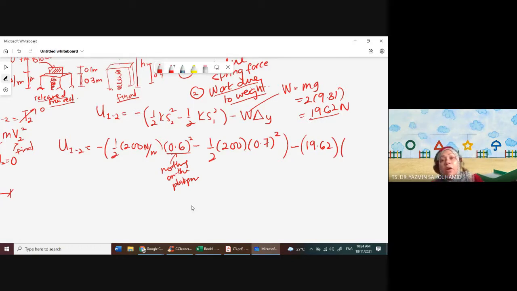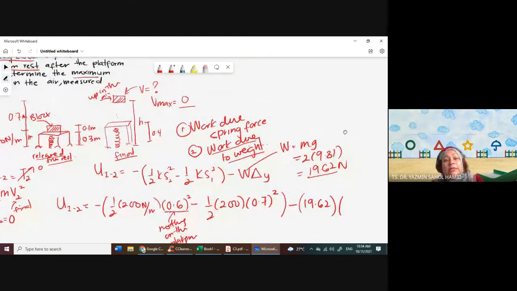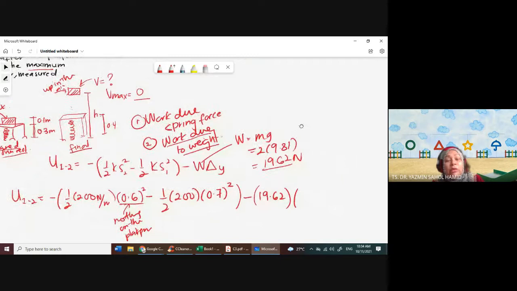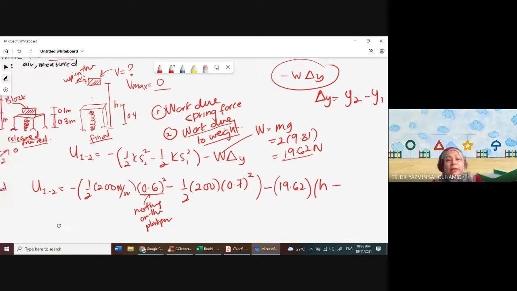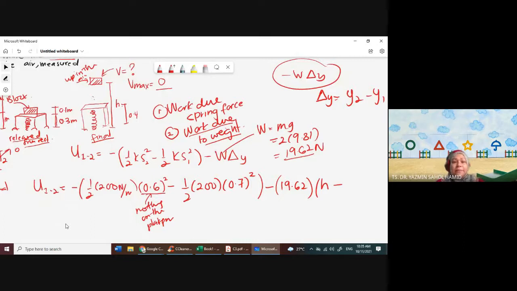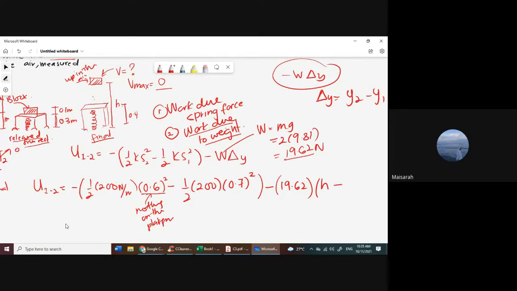Now what is delta y? Now we're talking about the block. Just now we were talking about the spring. Now we're talking about the block. So for this formula, what is the formula? Negative W delta Y. Delta Y is equal to Y2 minus Y1, right? So what do you think Y2 is? H. Yes, good. What is Y1? Don't make a mistake this time. It has to be a perfect answer. What do you think Y1 is? 0.3. Yes.